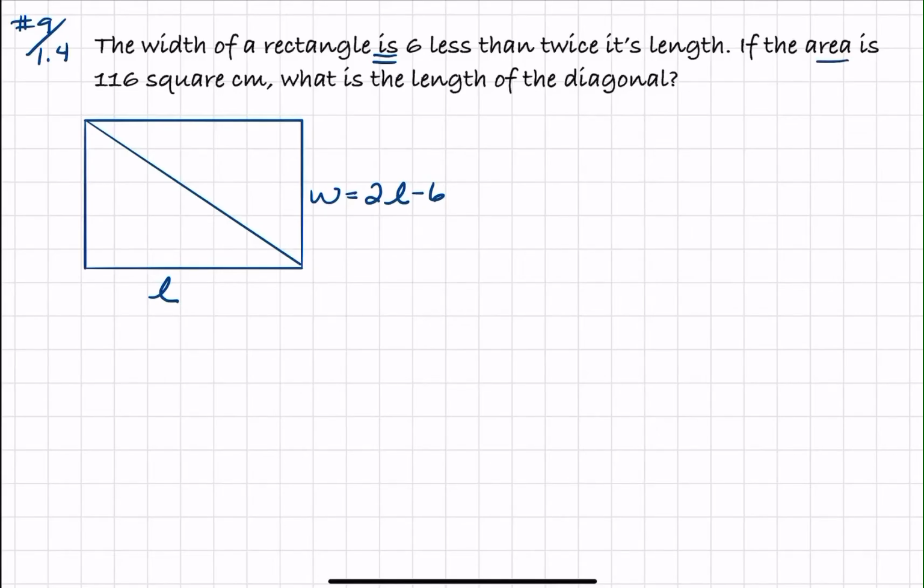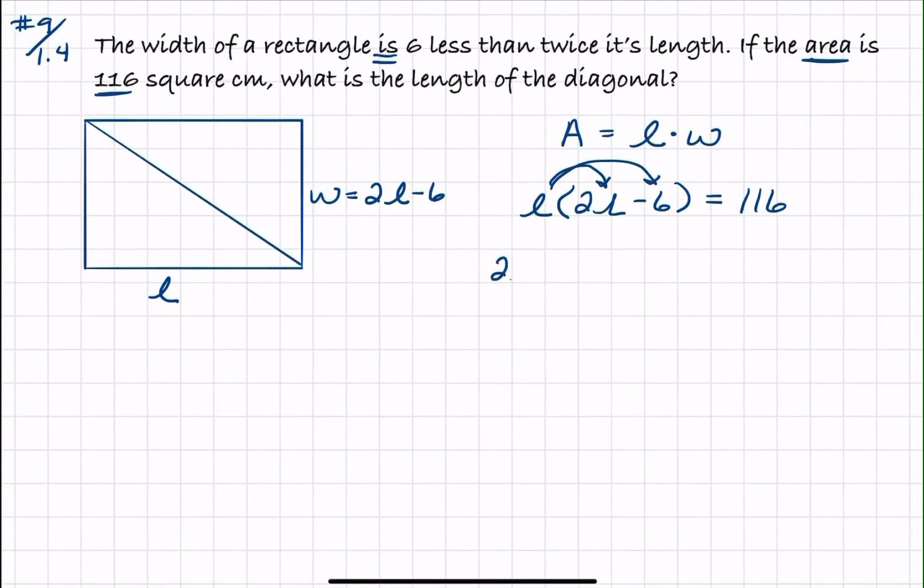Now we know the area is 116 square centimeters. So area for a rectangle is length times width. So we know that our length times our width, in terms of L, is L times (2L minus 6), and that is going to equal 116. And then I'm going to distribute. And when I do that, I'm going to get an L squared, which means I've got a quadratic equation.